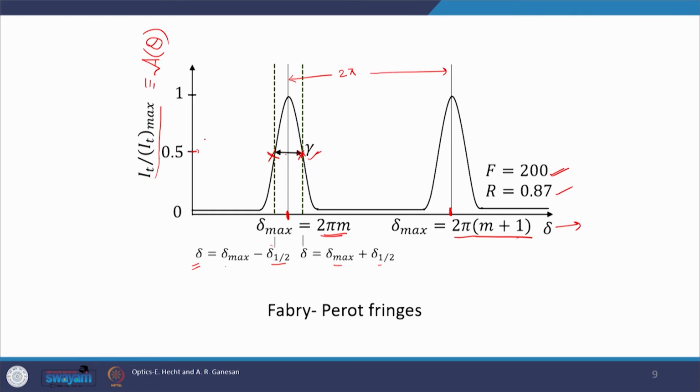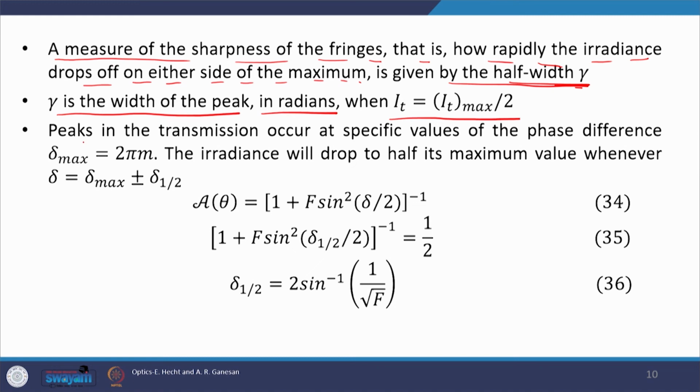Yeah, the gamma is defined where the relative irradiance becomes half of its maximum value. Okay. Now, the peak in the transmission occurs at specific values of the phase difference delta. Where does this occur? It occurs where the phase difference is an integral multiple of 2 pi, that is equal to 2 pi m, where m is an integer.